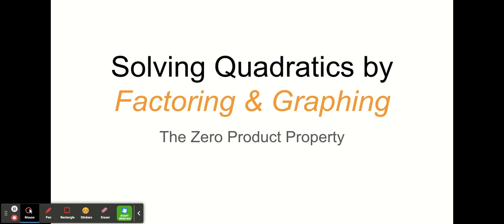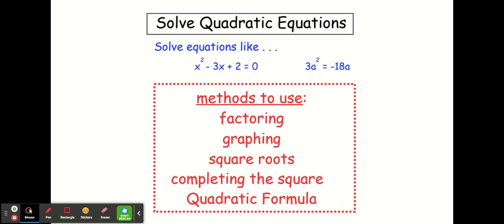Today we're going to combine some older material that we already know with some new material and put it together. So we're going to solve quadratics by factoring and graphing. We know how to graph and we know how to factor, now we're just going to solve. We're also going to be using something called the zero product property.